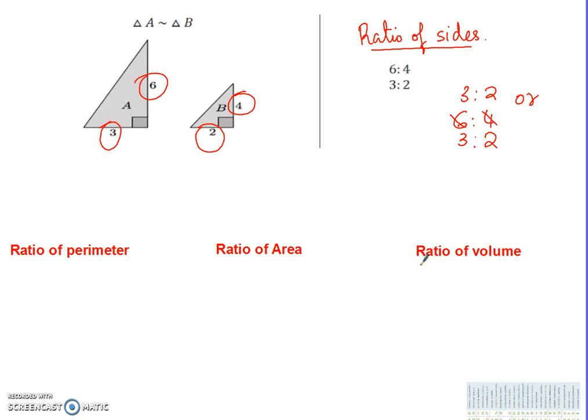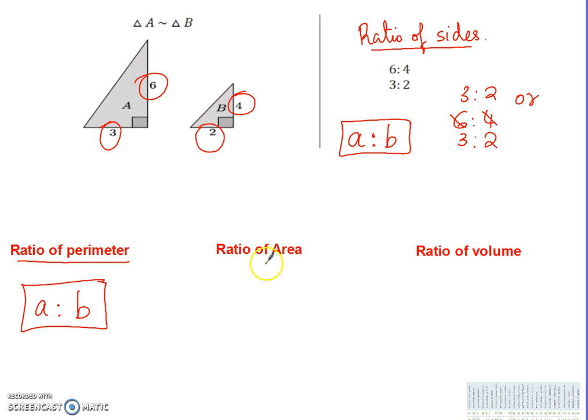Okay, so the formula is this. If you're trying to find the ratio of the perimeter, it is the same as the ratio of the sides. So if you call the ratio of the sides as A to B, the ratio of the perimeter will be the same as A to B. The ratio of the area will be A square to B square, and the ratio of the volume will be A cube to B cube.